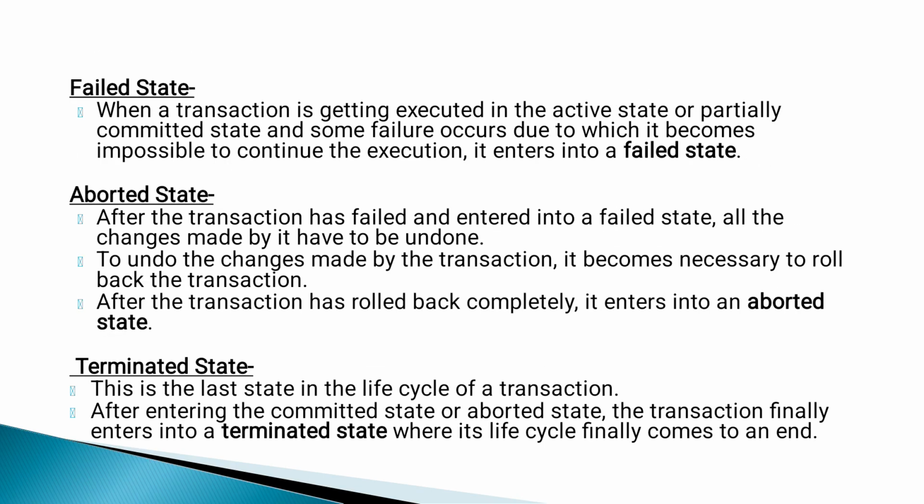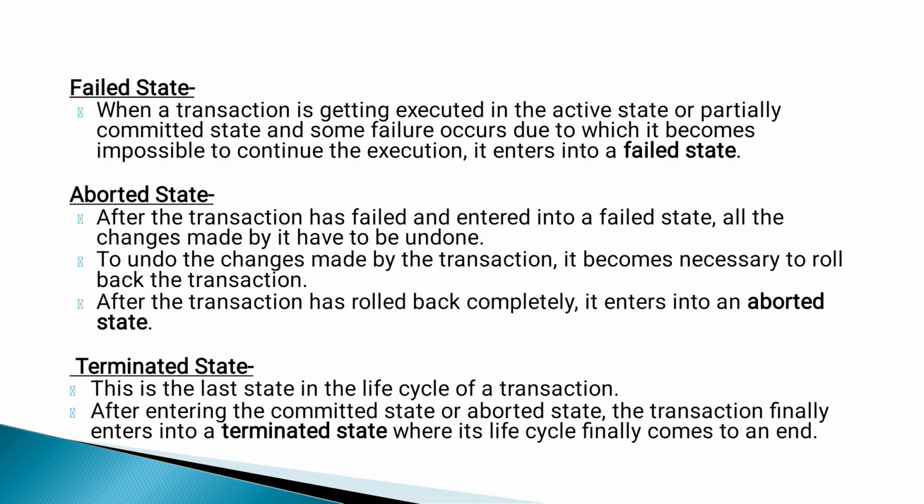Next, the failed state. When the transaction is executing in the active state or the partially committed state, if some failure occurs, it enters the failed state. Next, the aborted state. Aborted state means that after a failure happened in the failed state, or if execution has any error, it comes to the aborted state and rolls back the transaction completely.